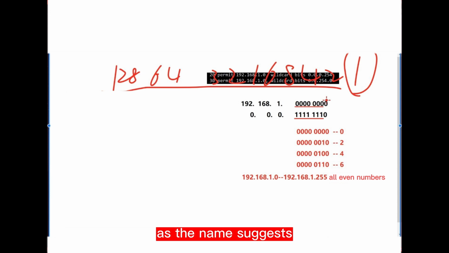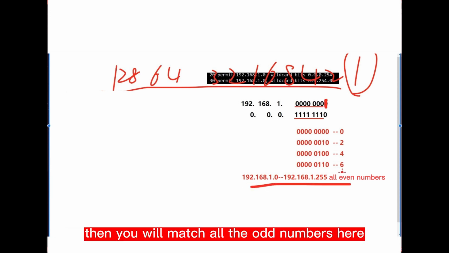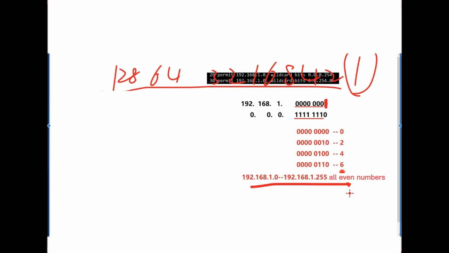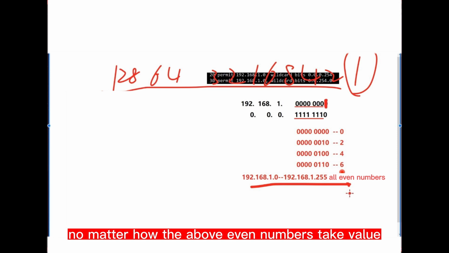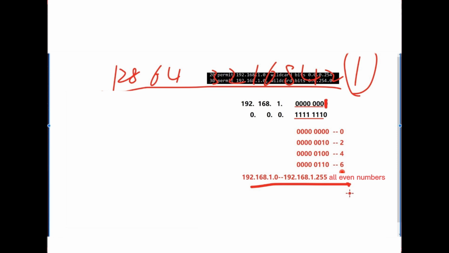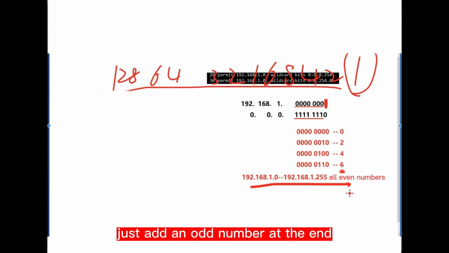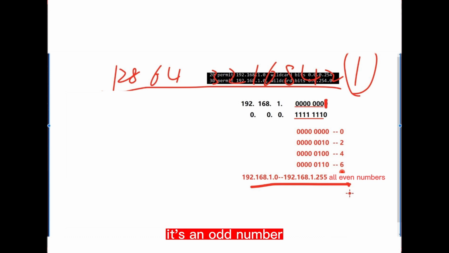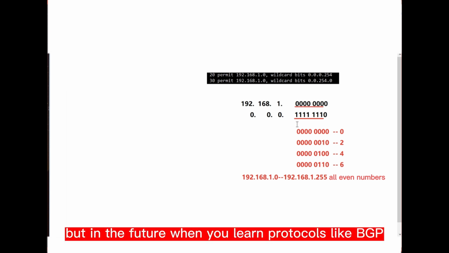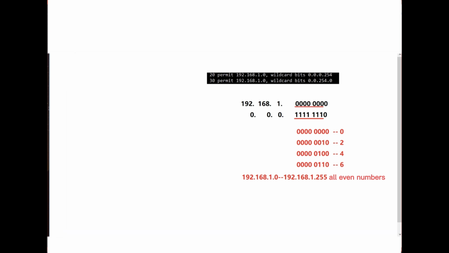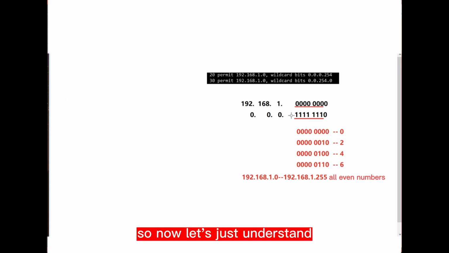As the name suggests, if I change the last bit to 1 here, then you will match all the odd numbers here. Because this one will always take the value, no matter how the above even numbers take value, just add an odd number at the end. It's an odd number. In fact, it is not very useful at this stage. But in the future when you learn protocols like BGP, you'll see wildcards again. So now let's just understand.